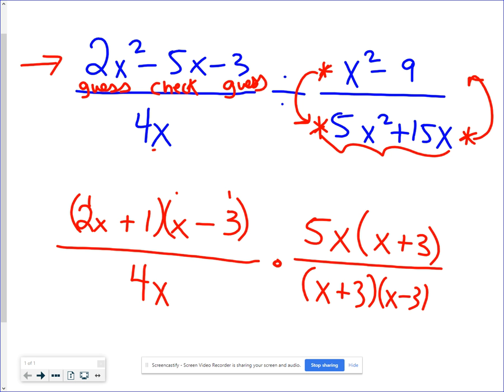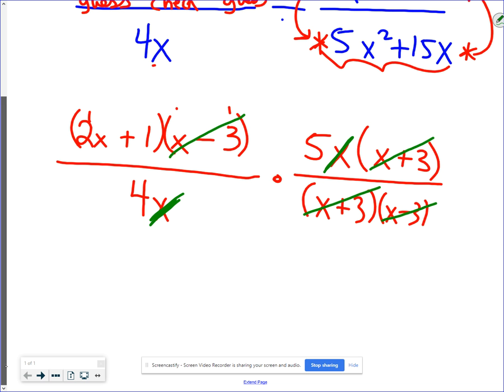So now we're just going to see if we have any factors we can cancel out. Well, this x here will cancel with this x. This x plus 3 will cancel with that x plus 3. This x minus 3 will cancel with that x minus 3. Nothing else matches. So our answer in factored form would be 5 times the quantity 2x plus 1, over just 4.